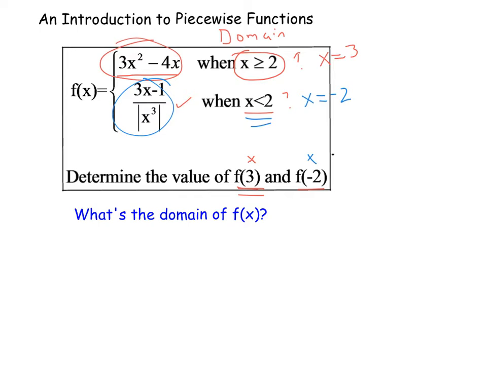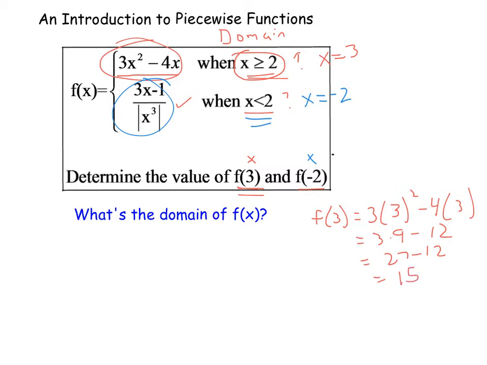Okay, so when I ask for f of 3, I'm simply going to go up to the appropriate function where x is greater than or equal to 2. I'm going to take the original function 3x squared minus 4x, and I'm going to replace the x with the 3 as indicated. And if I do that, I'd have 3 times 9 minus 12, which is 27 minus 12, or 15. So very simply, f of 3 equals 15. Remember that saying, when x is 3, y is 15.